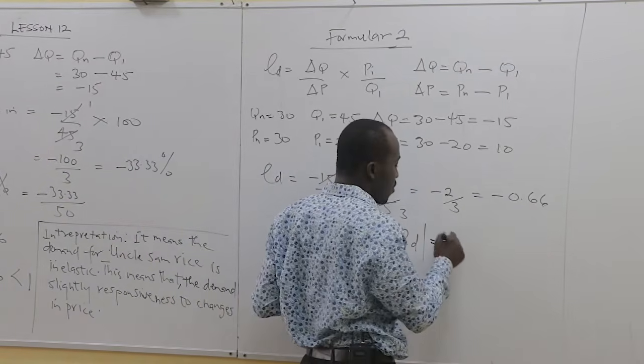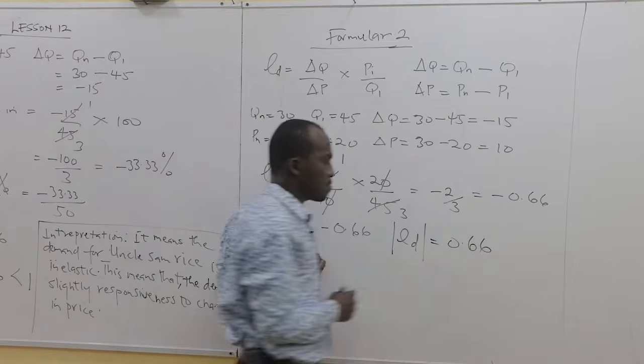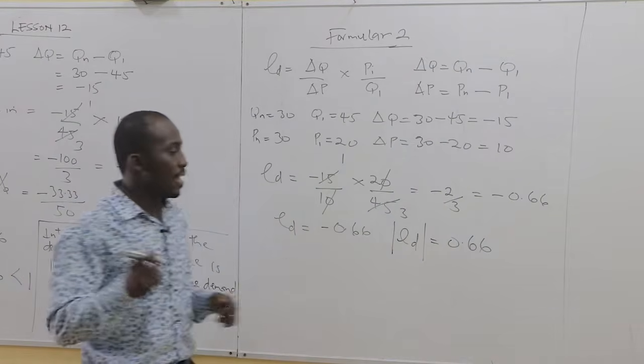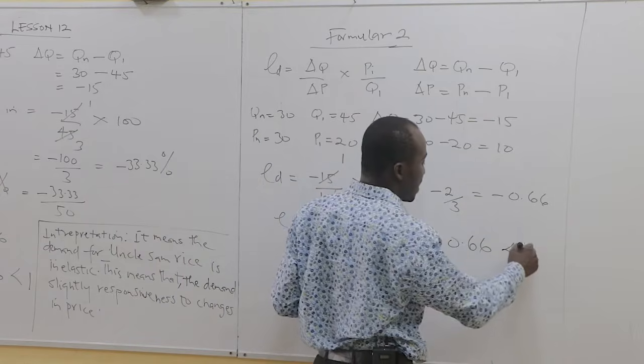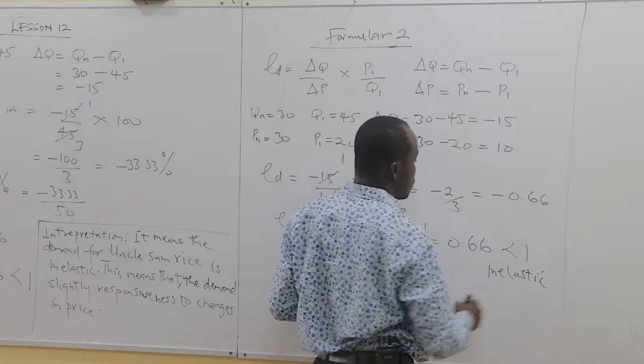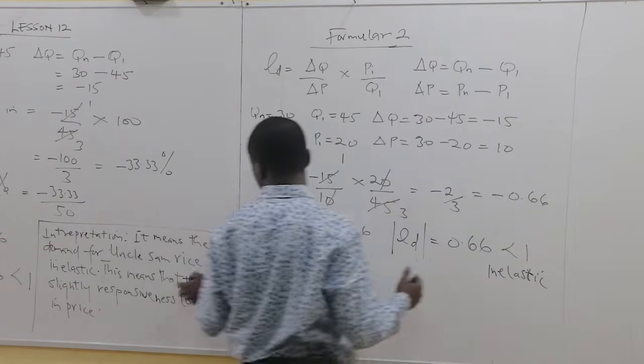When you do that, you're going to get 0.6666. Is it less than 1 or greater than 1? It's less than 1, meaning that it's what? Inelastic. So the same interpretation as we did here.